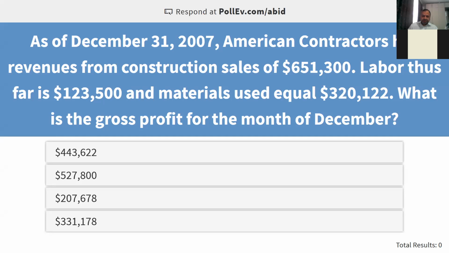As of December 31, 2007, American Contractors has revenues from construction sales of $651,300. Labor thus far is $123,500, and materials used equal $320,122. What is the gross profit for the month of December? You have to choose from these.